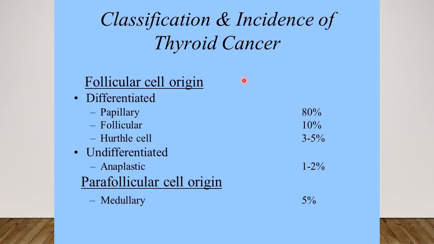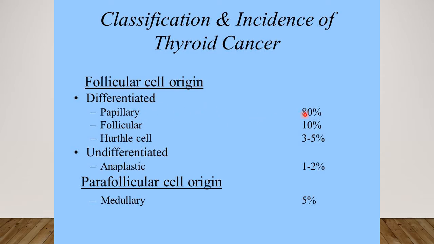From the practical point of view, this classification is simpler and more useful. The follicular cell origin will be the differentiated carcinoma: papillary, follicular, and Hürthle cell carcinoma. The undifferentiated variety is the anaplastic carcinoma. And then originating from the parafollicular C cells is the medullary carcinoma. These are the 4 primary carcinomas of the thyroid which are most common.